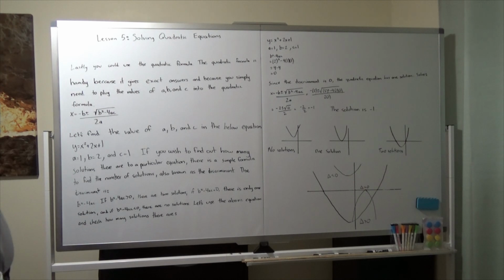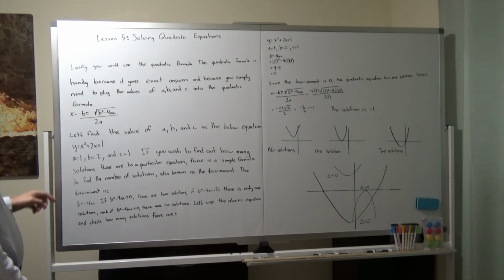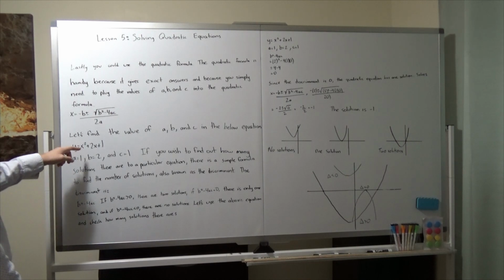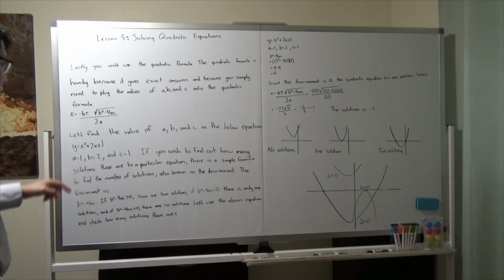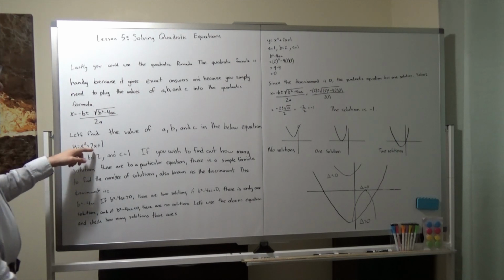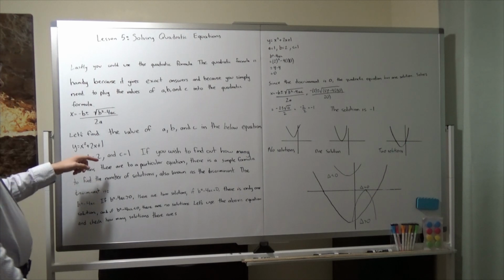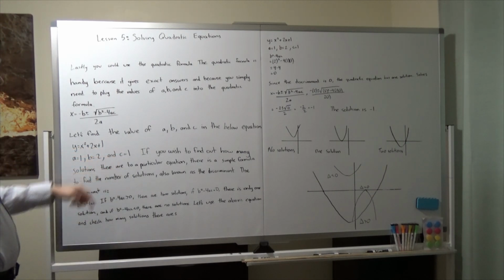Let's find the value of a, b, and c in the below equation. Y equals x squared plus 2x plus 1. The coefficient of x squared is a, so it's 1. The coefficient of x is b, which is 2. And the constant term is c, which is 1.